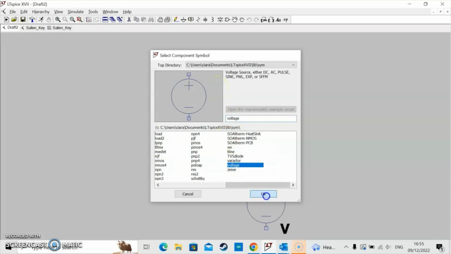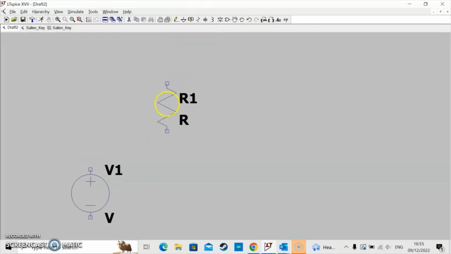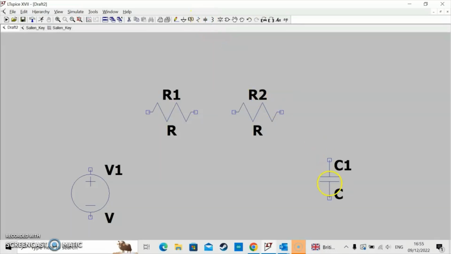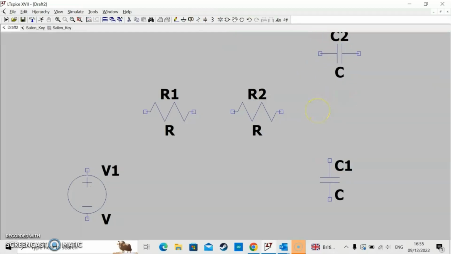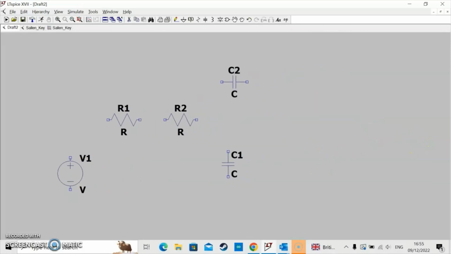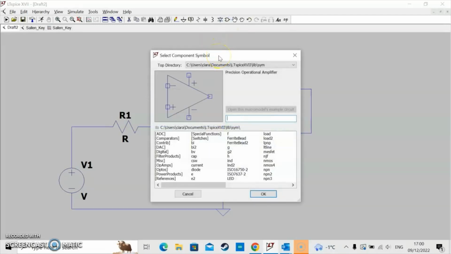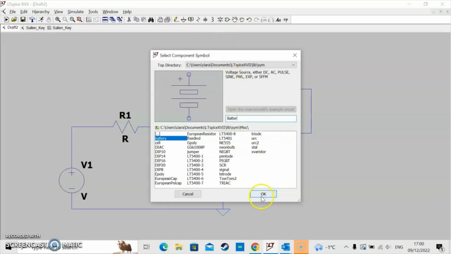Voltage source, resistors, capacitors, so I can start connecting some of these up. And also an op-amp will actually work. That's what we need. Two batteries.